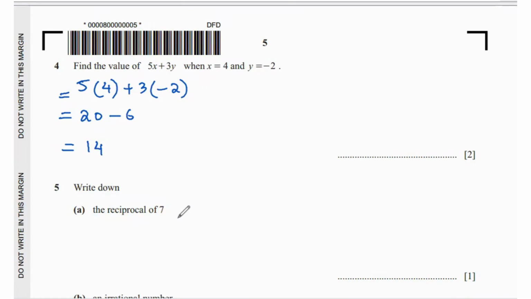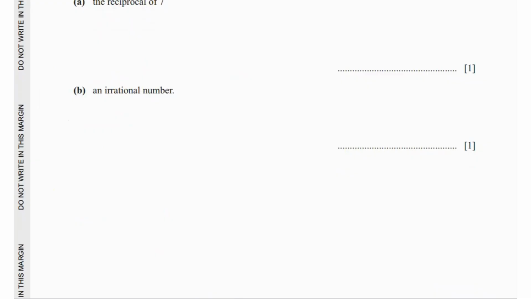Then write down the reciprocal of 7. Reciprocal is basically you flipping the term. So if it's 7, when we flip it, it's going to be 1 over 7. Why? Because every whole number has a 1 as a denominator. So when you flip this, it turns into 1 over 7. That's your answer.